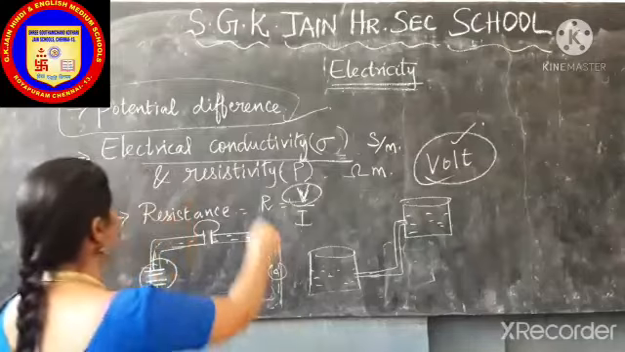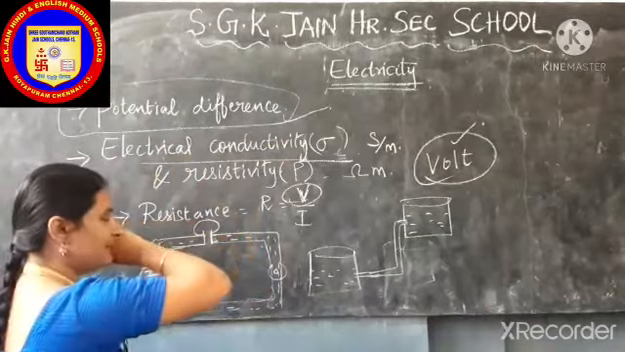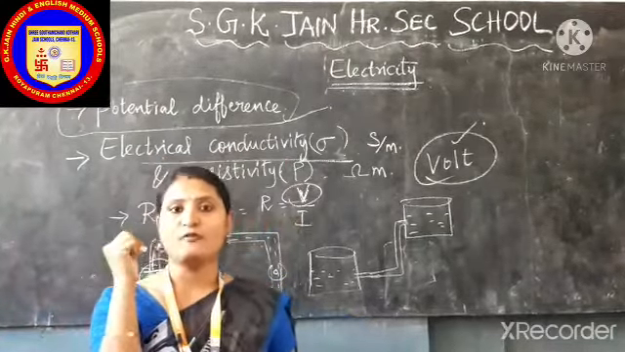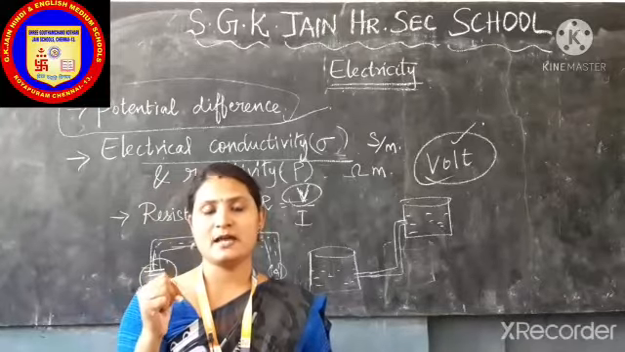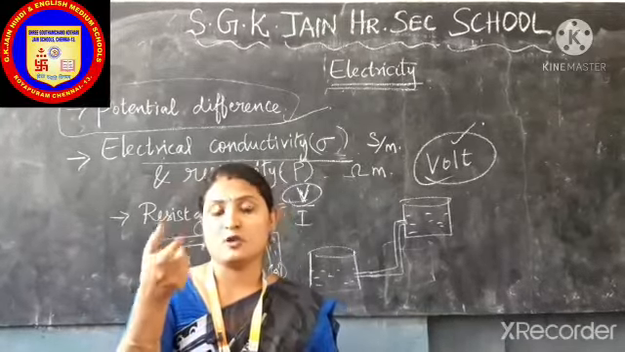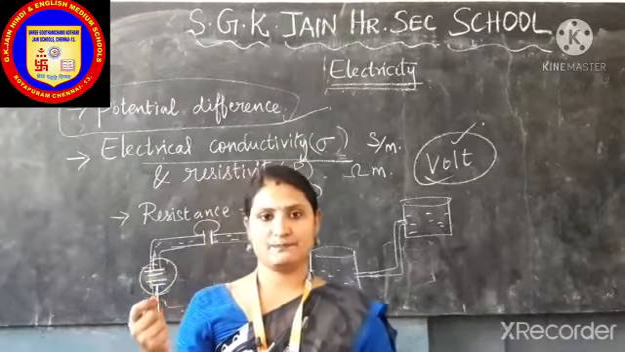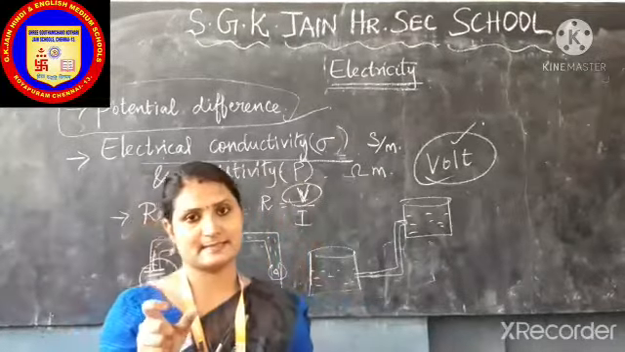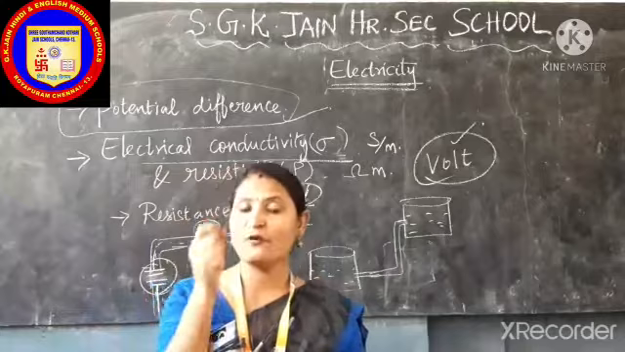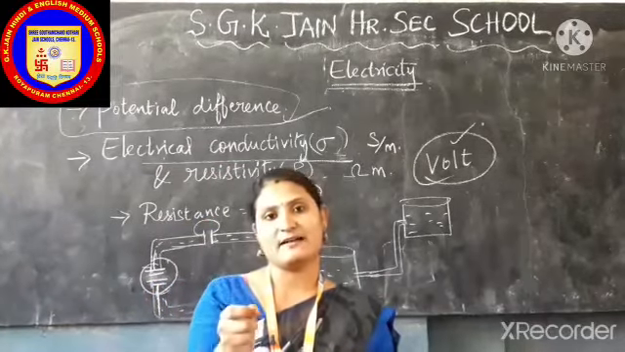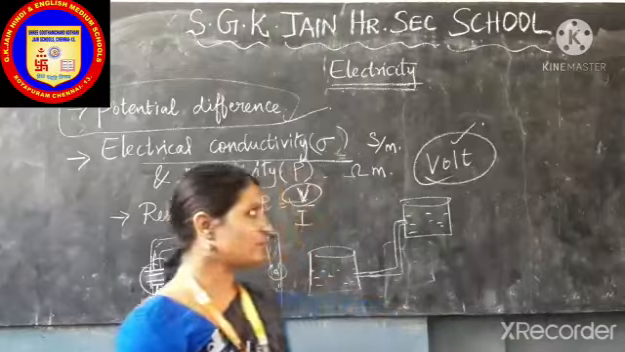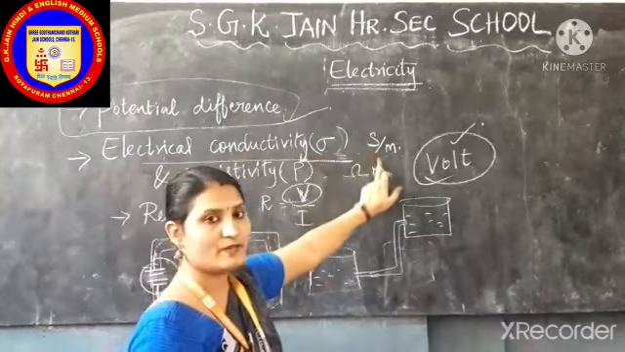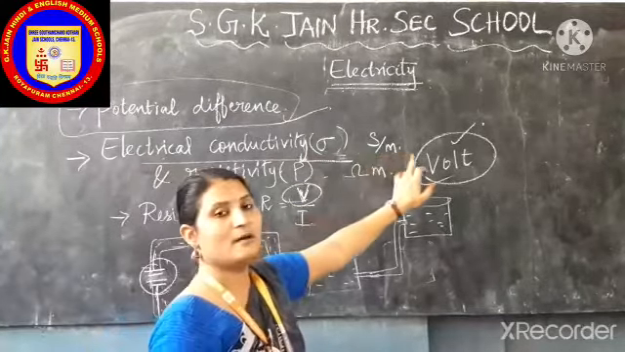And what is meant by electrical conductivity? Electrical conductivity is a measure of a material's ability. What ability? How strongly it conducts electricity. So that is what is called conductivity. It is also known as specific conductance. So it is a measure of a material's ability, how strongly it conducts the electric current. The electrical conductivity is denoted by the symbol sigma, and the unit of electrical conductivity is Siemens per meter.